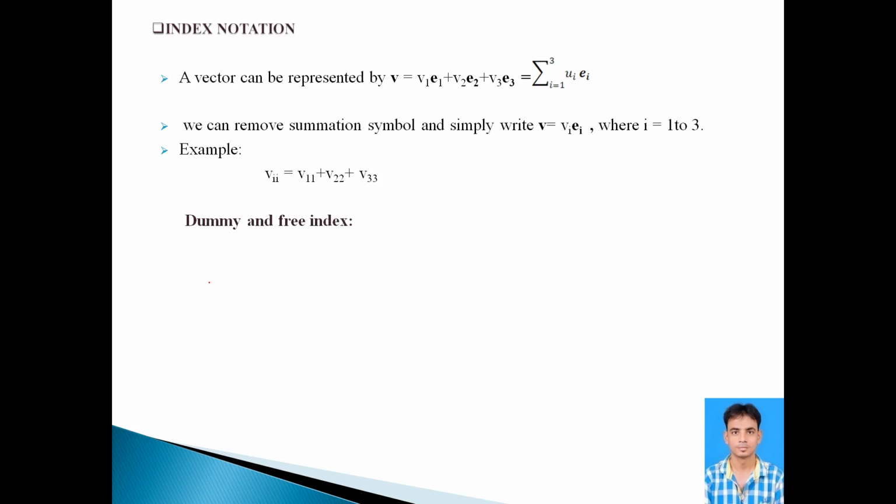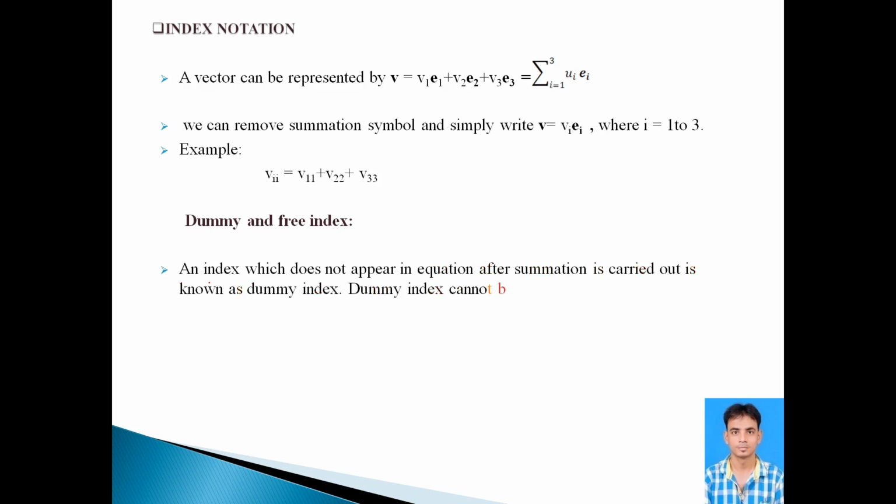Now we will introduce dummy and free index. An index which does not appear in the equation after summation is carried out is known as a dummy index, and a dummy index cannot be repeated more than twice. You need to keep this in mind: the dummy index cannot be repeated more than twice.